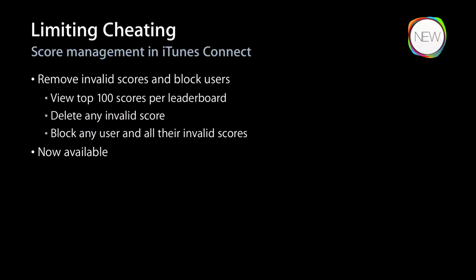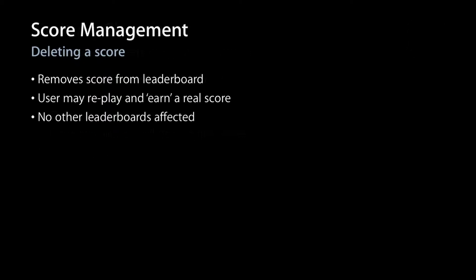Now, the third one is something that was just added and is actually really powerful. We are now providing a way for you, the developer, to manage your scores, manage your leaderboards from within iTunes Connect. So you can go into iTunes Connect today and look at the top 100 scores that are on your leaderboard, and you can delete them if any are invalid, and you can even block the user that posted them. This is available to you already. And actually, a lot of you probably got an email from iTunes Connect just in the past week or two talking about this. So let's talk in a little more detail.